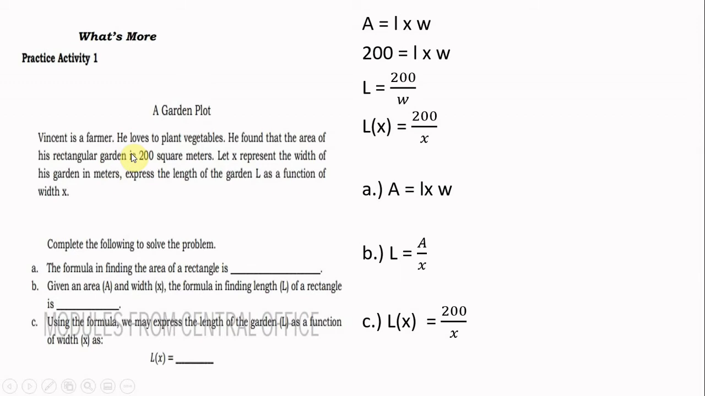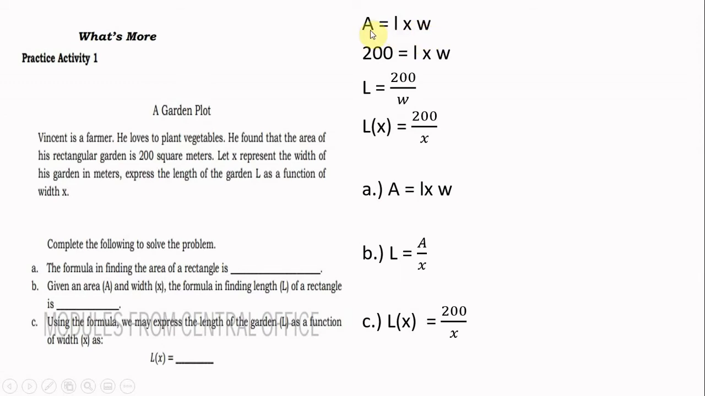Vincent is a farmer. He loves to plant vegetables. He found that the area of his rectangular garden is 200 square meters. Let x represent the width of his garden in meters. Express the length of the garden as a function of width x. So we are referring to area of rectangular area. So the area of the rectangle is equal to length times width. We will be finding out the length.